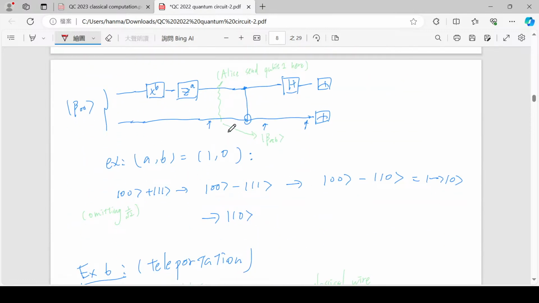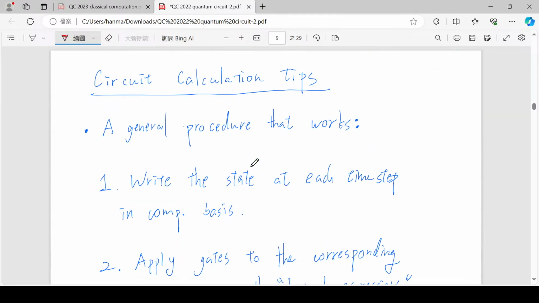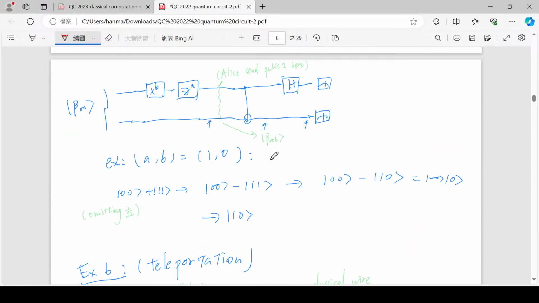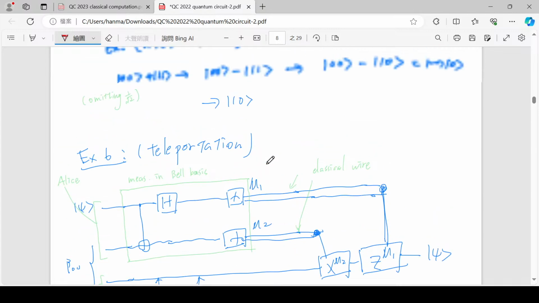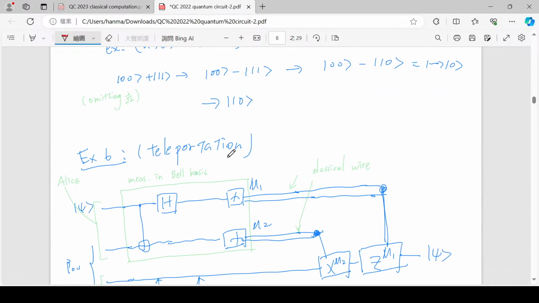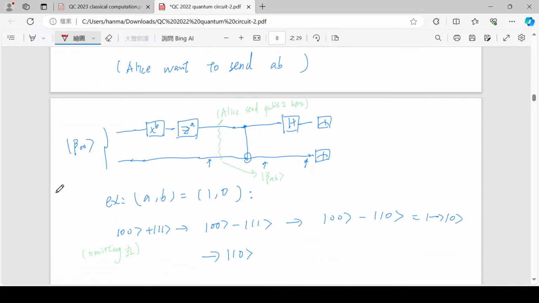Okay, and do we have time? Yeah, we should have, and I think the last two examples. Oh, we also have a tip. But anyway, we're a little slower. So let's see this very quickly. We can also write what we do in super dense coding and teleportation in terms of a circuit. Maybe a quick reminder.